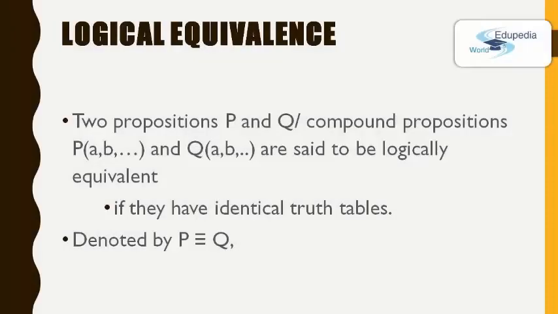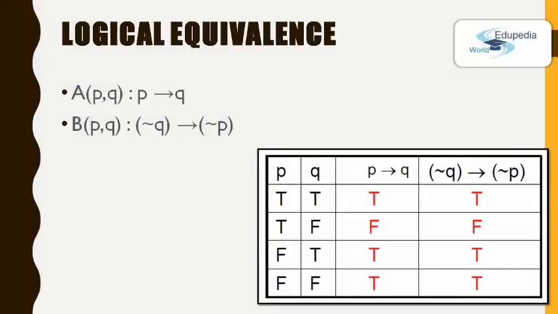The last concept we are going to learn about is logical equivalence. Two compound propositions P and Q are said to be logically equivalent if they have identical truth tables. If they are equal, it can be denoted by the triple line symbol. Now take a look at this example. Here we have two compound propositions A and B. A says P implies Q and B says not Q implies not P. Here we have to show these two compound propositions A and B are logically equivalent.